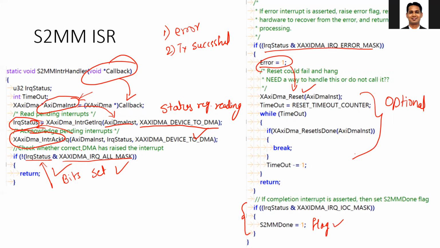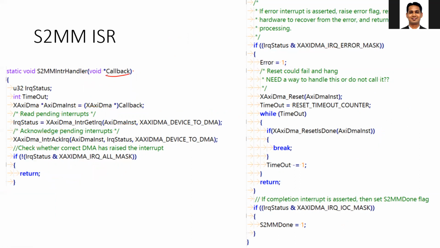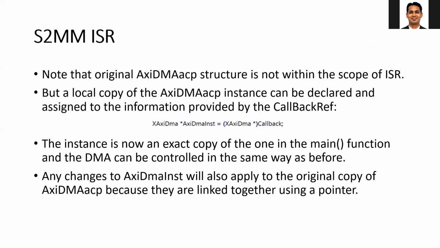Now the question is why you need to send the callback reference. Why do you want to send this one? Note that the AXI DMA structure was defined in some other function, and it is local to that function. So this information is not available to the ISR. That's why we need to send this callback. This is the important facility. The original AXI DMA ACP structure is not within the scope of the ISR.